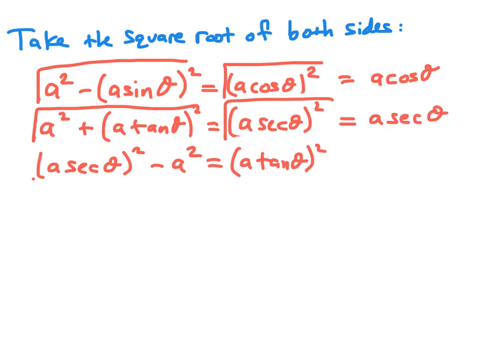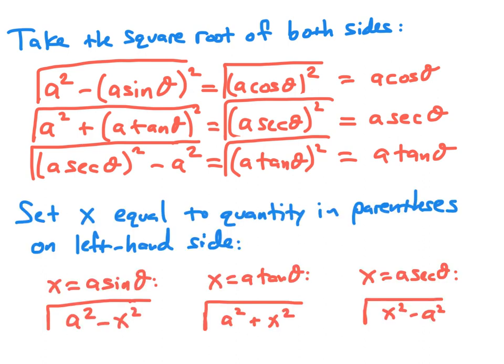And for our third equation, the right-hand side becomes a times the tangent of theta. And so each of these expressions simplify because the original right-hand side was a perfect square, and the square root of a perfect square can be simplified. Our final step is to actually make our substitution, and so we're going to let x equal the expression in the parentheses on the left-hand side, so either a sine theta, a tangent theta, or a secant theta. These were the three substitutions that we said we were going to make.